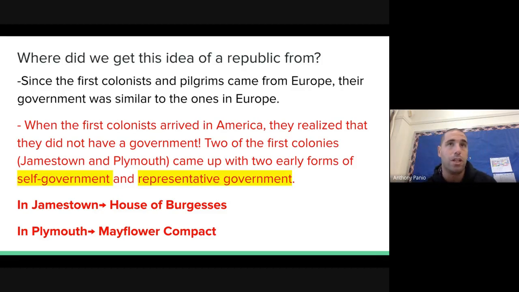Even though it's the first colony in the United States, it is the foundation of our government system. And it's really an amazing thing. I don't even think the people of the colony even realized what they were doing at the time. They set up literally our entire system of government. So it's really cool.